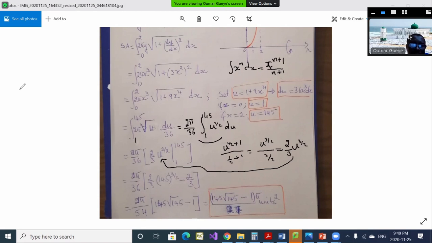And just keep in mind now, 145, for example, to the power 3/2. Okay. This is just equal to 145 to the power half, to the power 3. And this is equal to root of 145 to the power 3.